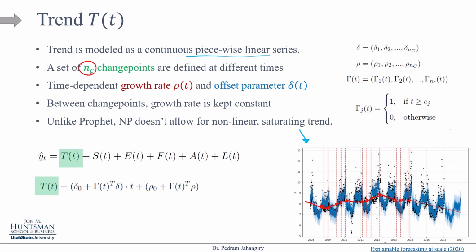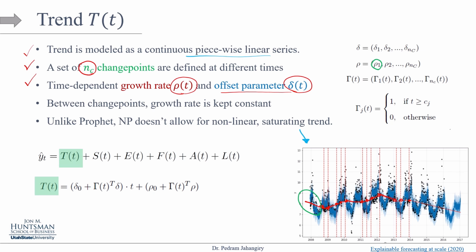We can break it down into multiple change points and figure out the slope and an offset parameter for each section. As I said, for each of these series, there's a time-dependent growth rate, which we show with rho, and an offset parameter, which we show with delta. This is nothing fancy. We're just saying that wherever you are, for example, we are here, there is a growth rate. We show it with this rho.